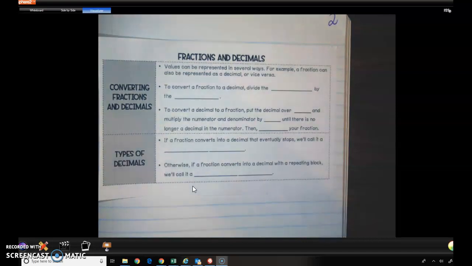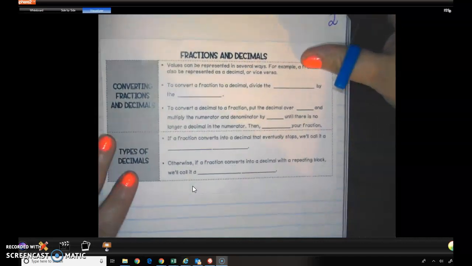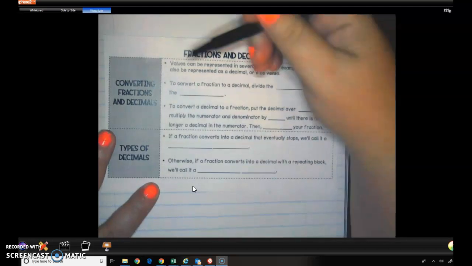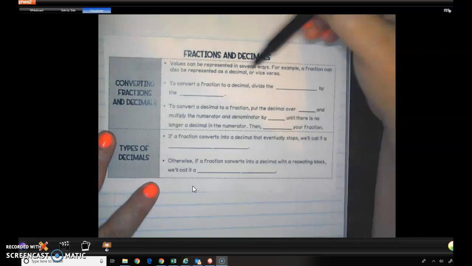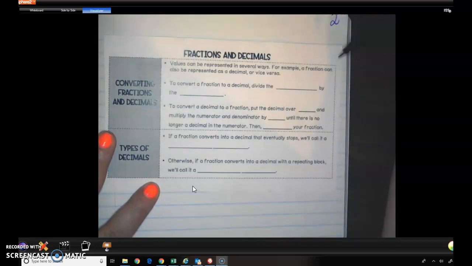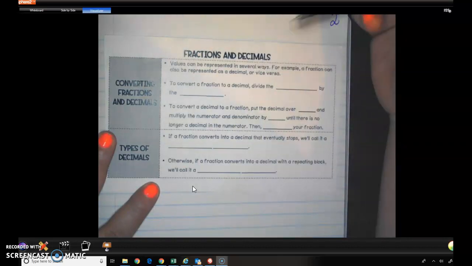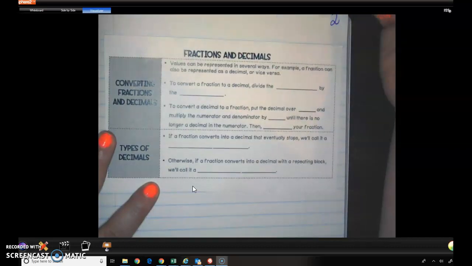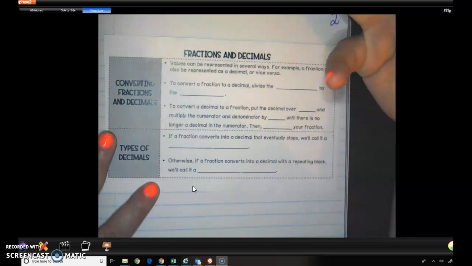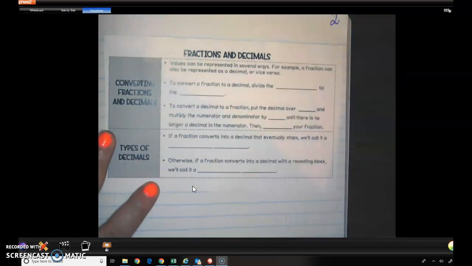Alright, so we're going to be looking at fractions and decimals. If you have access to print this out and glue it, you may, but if not, that's okay. Just write it down. Fractions and decimals is the title. Values can be represented in several ways. For example, a fraction can also be represented as a decimal, or vice versa. If you need to pause the video now to write down that sentence, go ahead. I would not skip or abbreviate too much because you want things to be word for word like the rest of everyone else's journals.